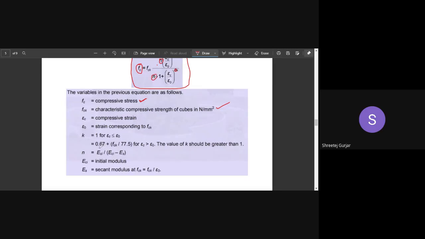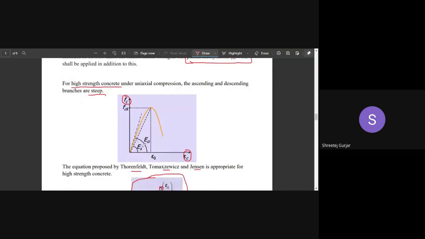N is nothing but ECI divided by ECI minus ES. So what are ECI and ES? These are nothing but the modulus of elasticity by different methods. Let me explain it here. You can see ECI here is ECI.